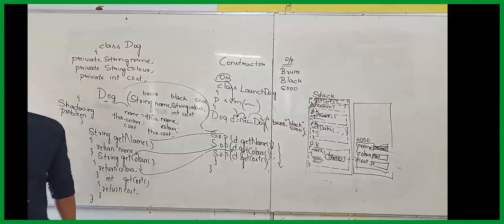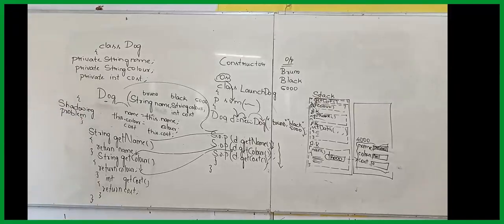The this keyword is always associated with the instance variable, and if you don't write it, the other one will be considered as the local variable. Is that clear? All of you? Online? Yes, sir. Any doubt till here?